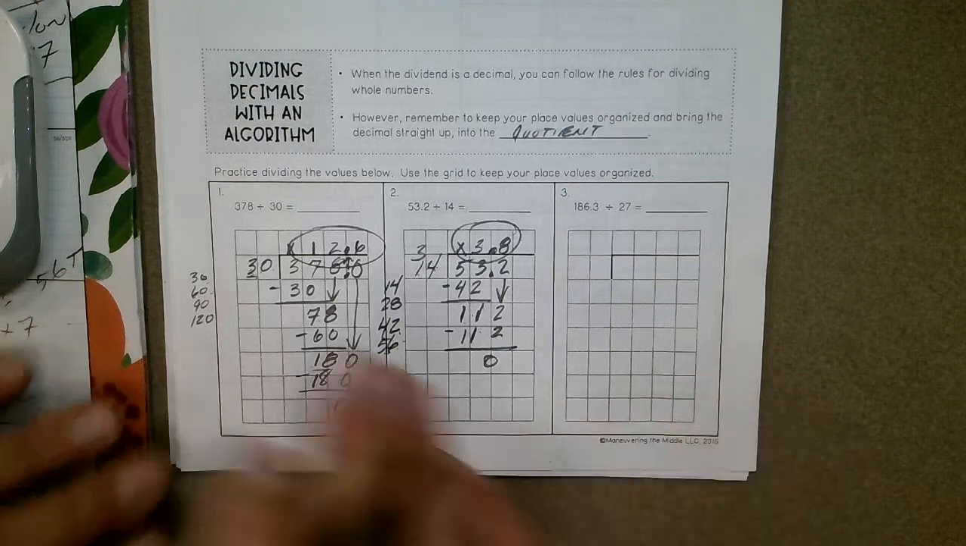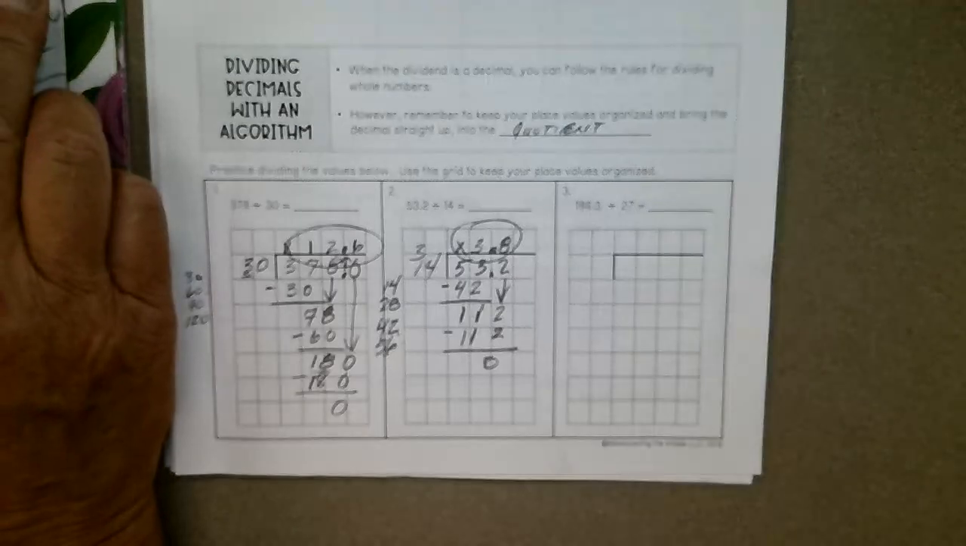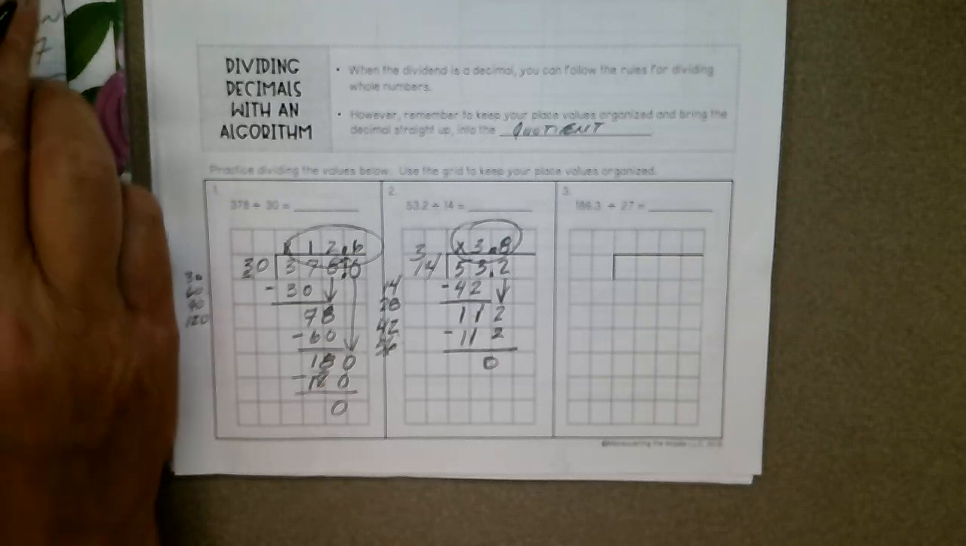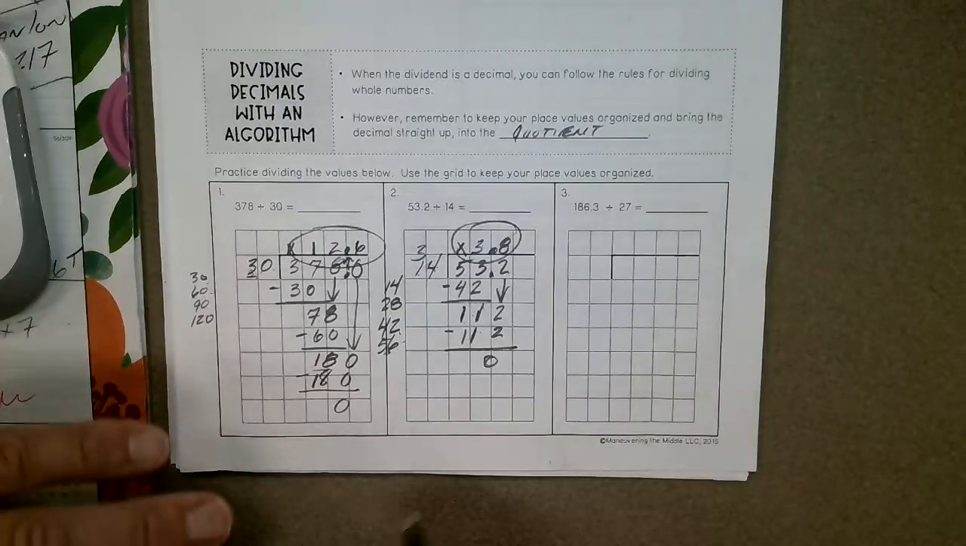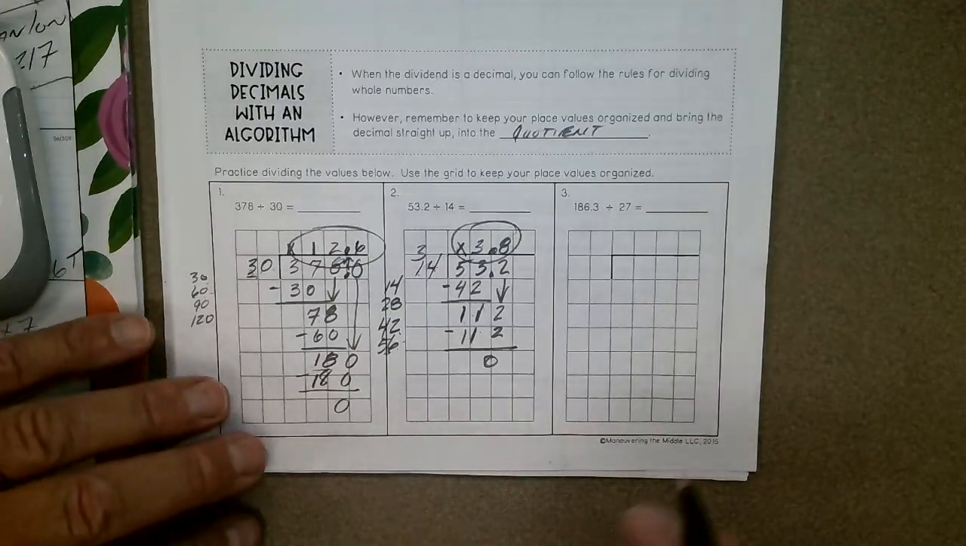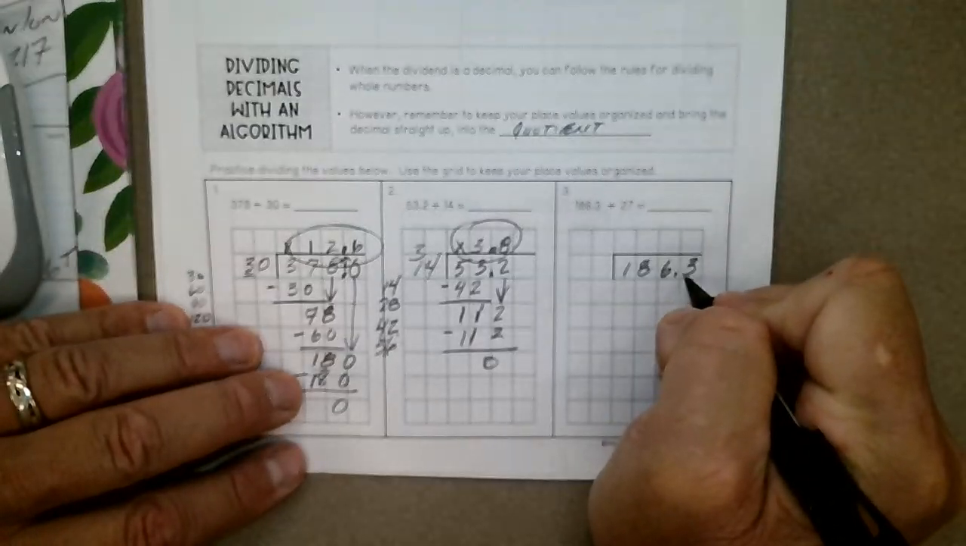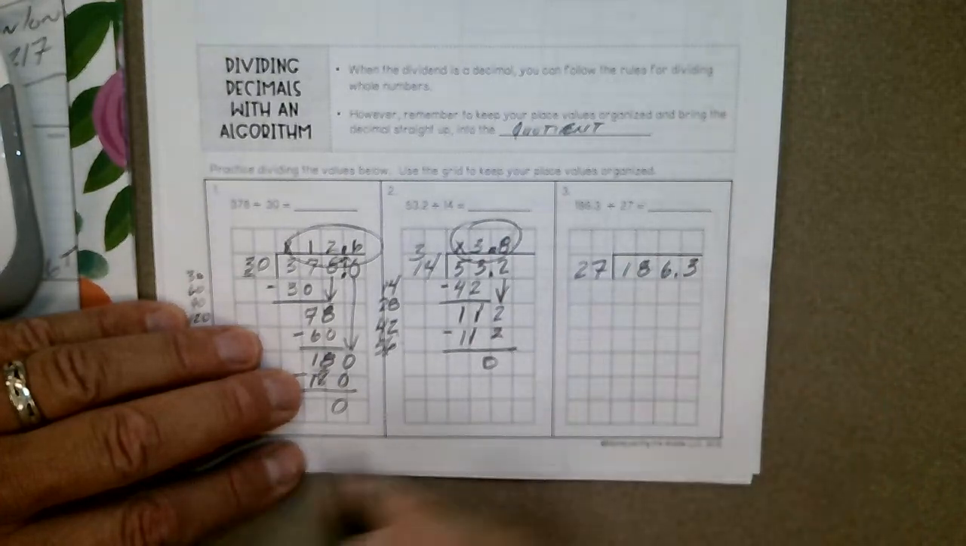Okay, so we should be in pretty good shape there, right? And let's go one more here, all right? If you want, pause the video and do this one on your own. 186 and 3/10 divided by 27.